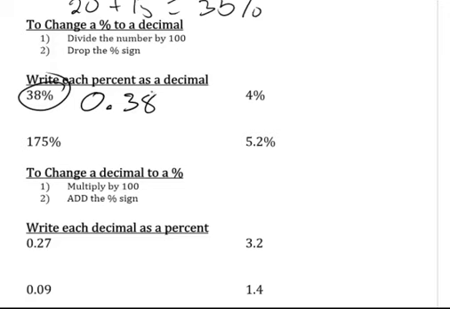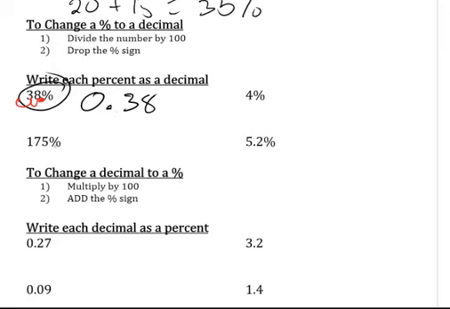What I want you to think about, and sometimes people find this easier, in the number 38%, there is a decimal. I don't see it right now, but that decimal is really after my number 8. In order to change a percent to a decimal, I'm going to move my decimal point 2 spaces to the left, and I'm going to drop my percent sign.